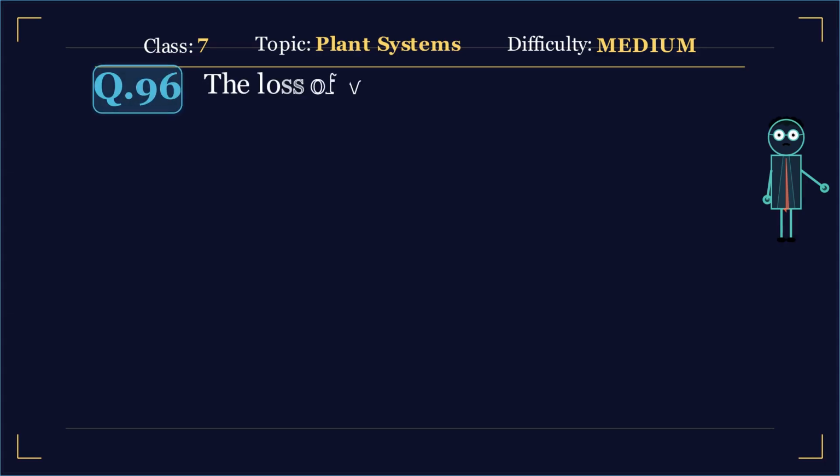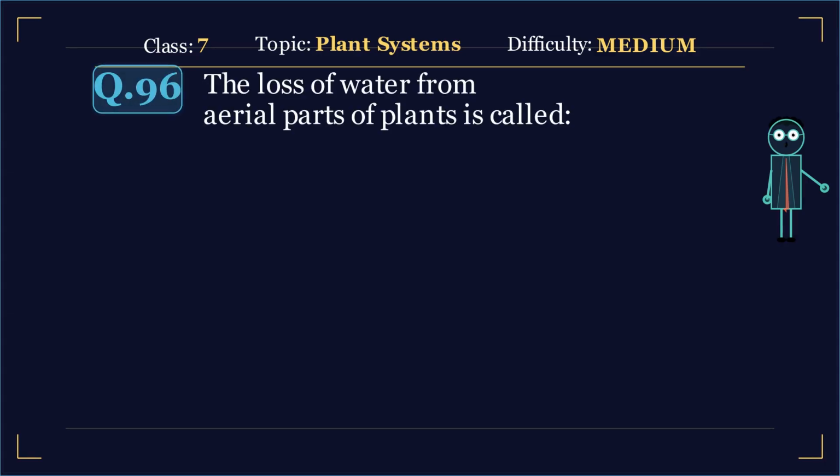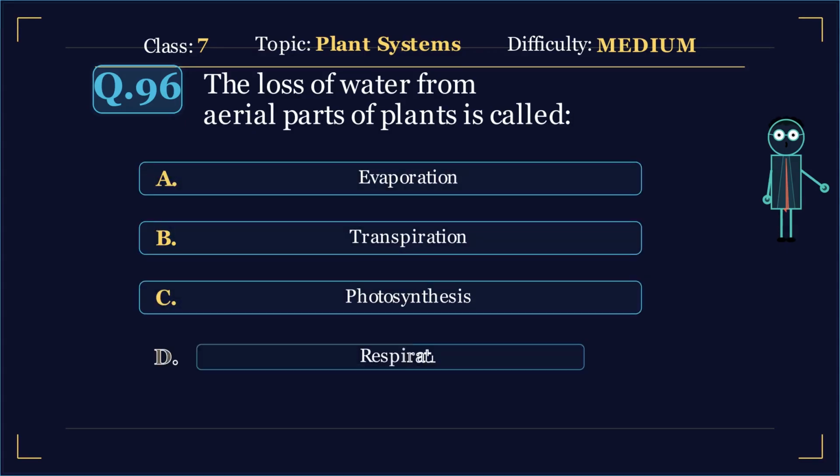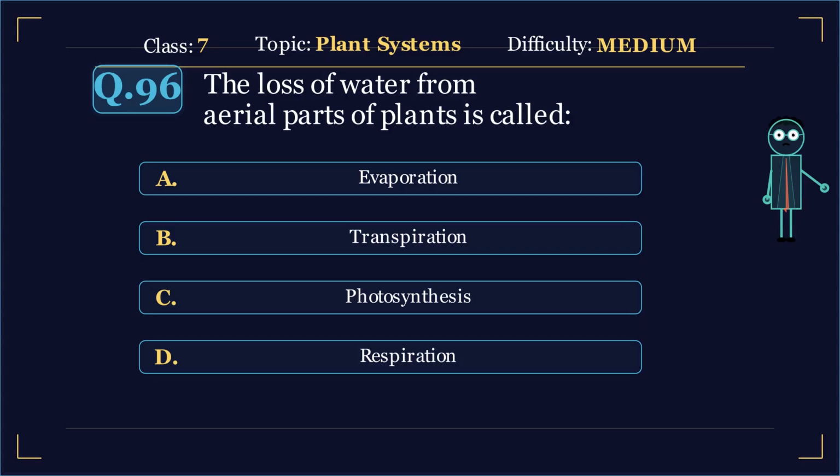Question 96. The loss of water from aerial parts of plants is called: Option A, evaporation. Option B, transpiration. Option C, photosynthesis. Option D, respiration. The correct answer is option B.